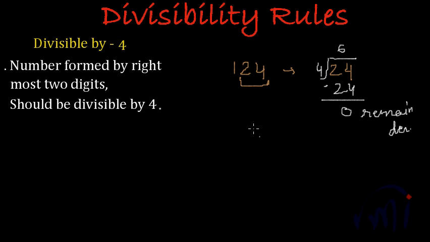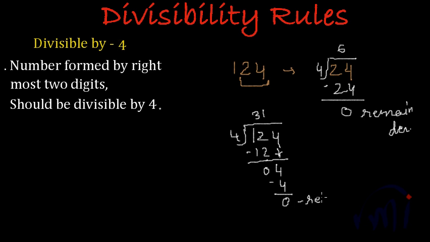So let's try and divide 124 by 4. 4 threes are 12, 12 minus 12 gets 0. And if we note down this 4 over here, now we have to divide this 4, and 4 ones are 4. Again we are getting remainder as 0, right? So this means this 124 is completely divisible by 4, right?